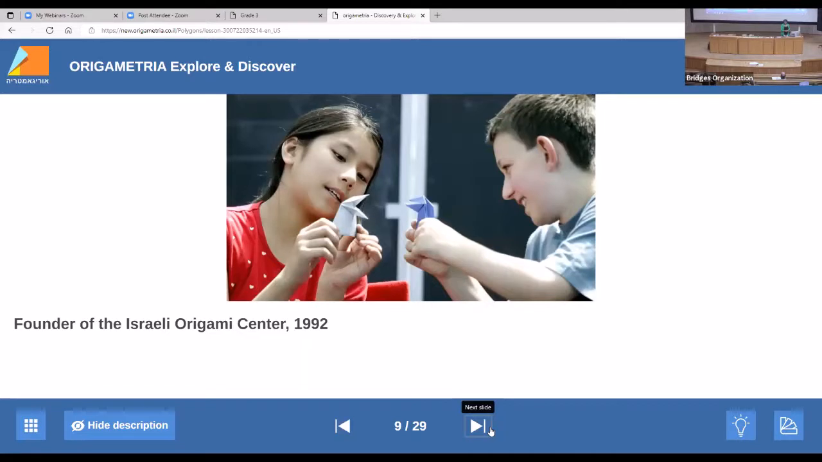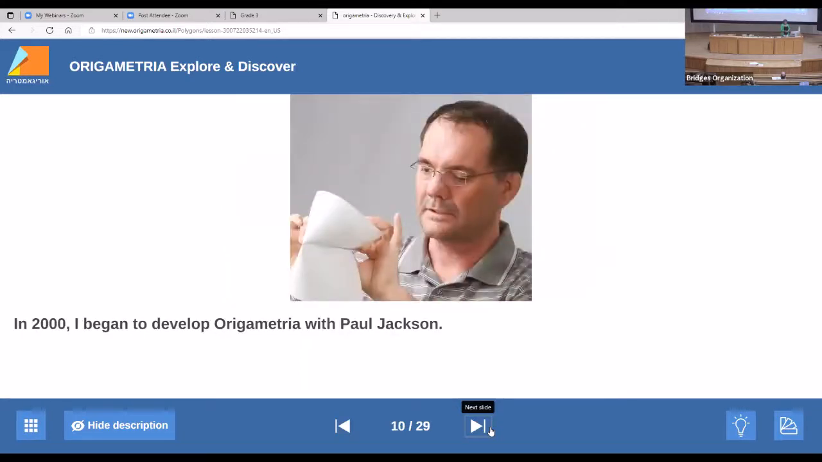So in 92, I established the Origami Center. People didn't know what origami is in Israel, and I started to spread it around. In 2000, I went to an Origami Convention in Germany, and I met Paul Jackson, and we got married 5 months after. He asked me to marry him by making an origami ring from a $50 butterfly ring. Yeah.